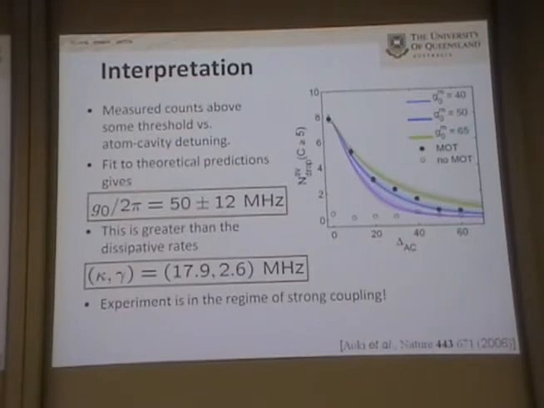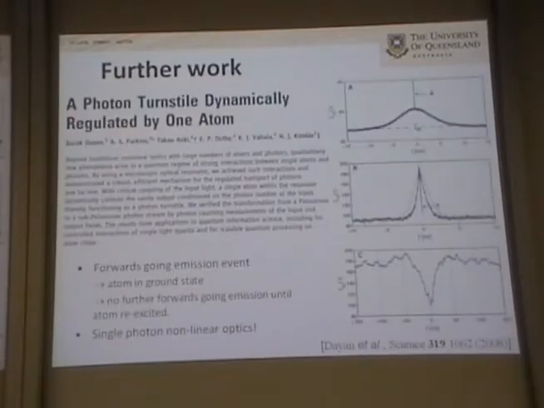And you could interpret the statistics of these peaks, I won't go into this, to determine what sort of coupling rate we were getting. The coupling rate at the peak is about 50 megahertz, which compares to the loss rate here, which is dominated by the cavity, of 18 megahertz. So it's definitely strong coupling, but it's not as far into the strong coupling regime as you might hope for.